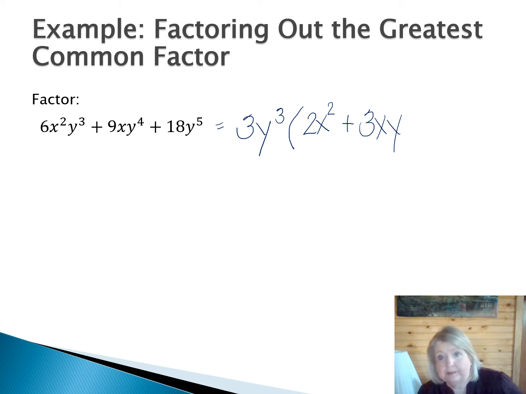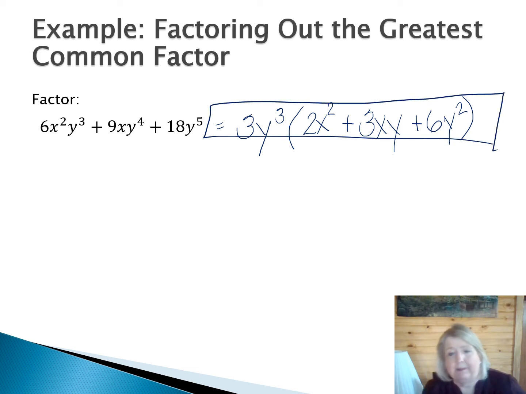is 1. Then plus 18 divided by 3, I do believe is 6. Y to the 5th divided by Y cubed, 5 minus 3 is 2. So that's going to be Y squared. And this is my final answer. Again, I can multiply it back out if I'm at all uncomfortable with it.